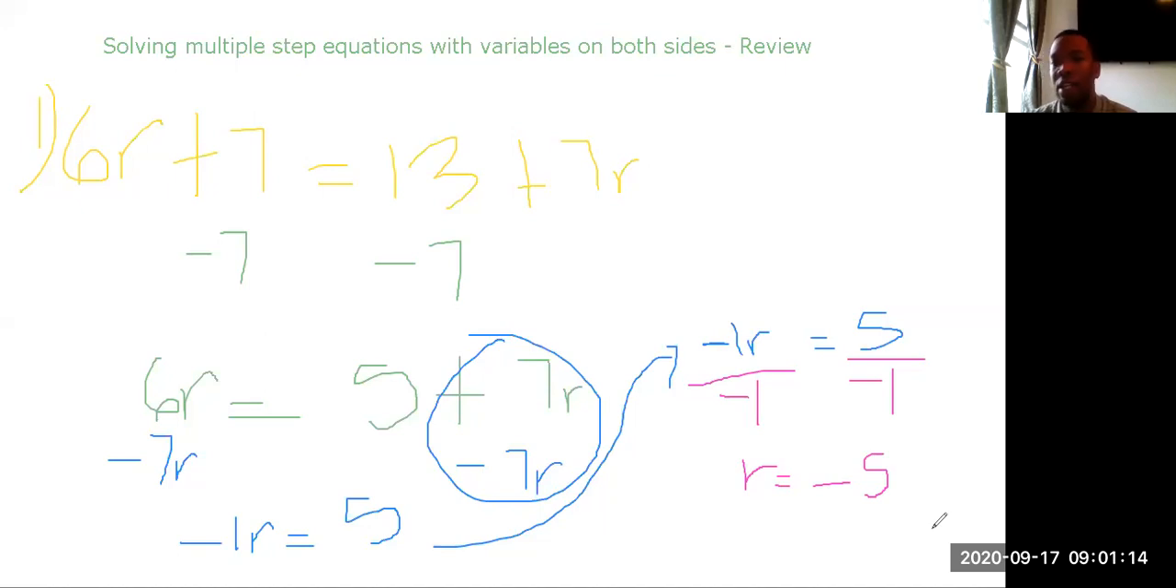Now let's look at the second one on the worksheet. Again, you could always go back and rewatch this video. 13 minus 4x is equal to 1 minus x. So again, my goal is to get all the x's on one side and everything else on the other side.